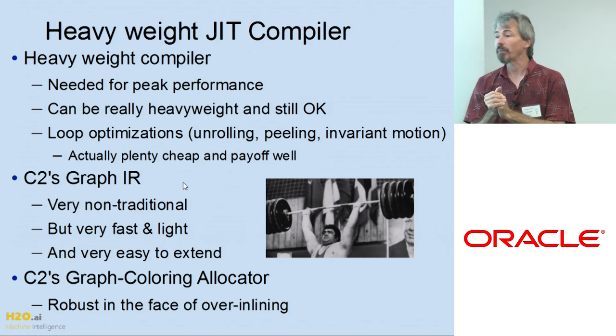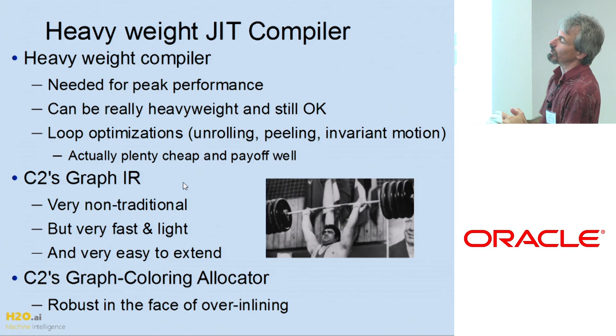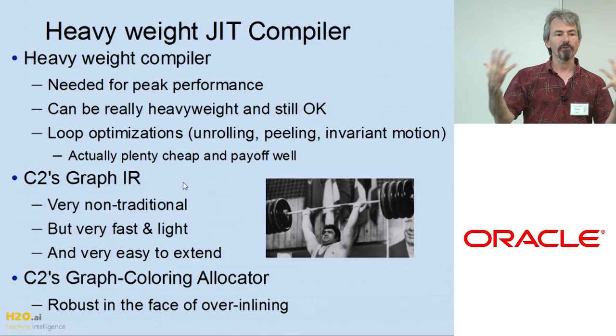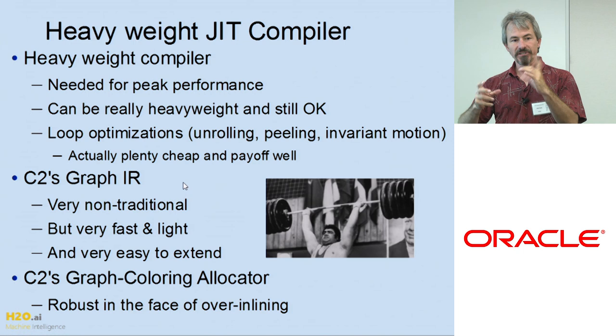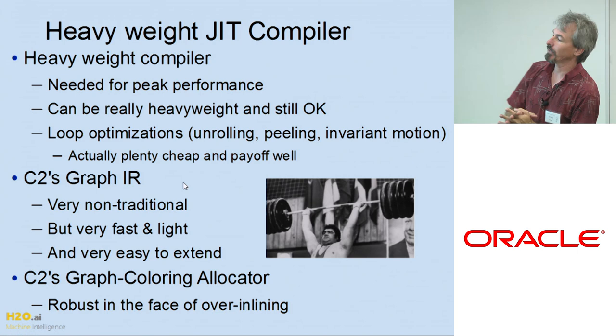GraphIR. So very non-traditional, but it turns out to be very fast and light. Once you understand how it works, it's like graph rewriting rules. It's very easy to extend. Throw in a new node in the GraphIR and add optimizations that do it. It's all peephole optimizations. 99% of C2 ops, peephole optimizations. And finally, the last piece of the resistance, the graph coloring allocator.